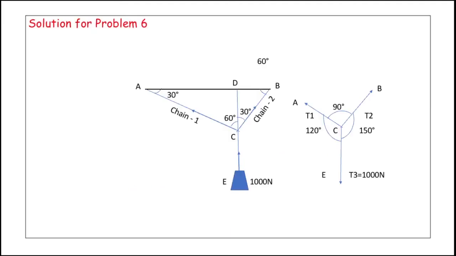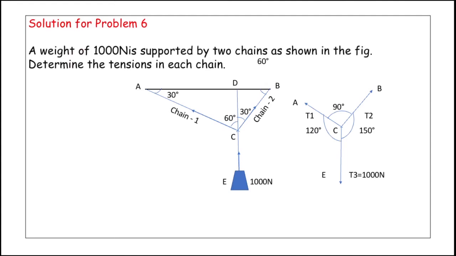Solution for problem 6. The question was: a weight of 1000 Newton is supported by two chains as shown in the figure, and determine the tension in each chain. I give the two types of diagrams, one is the space diagram and one is the free body diagram. Now we see the space diagram.